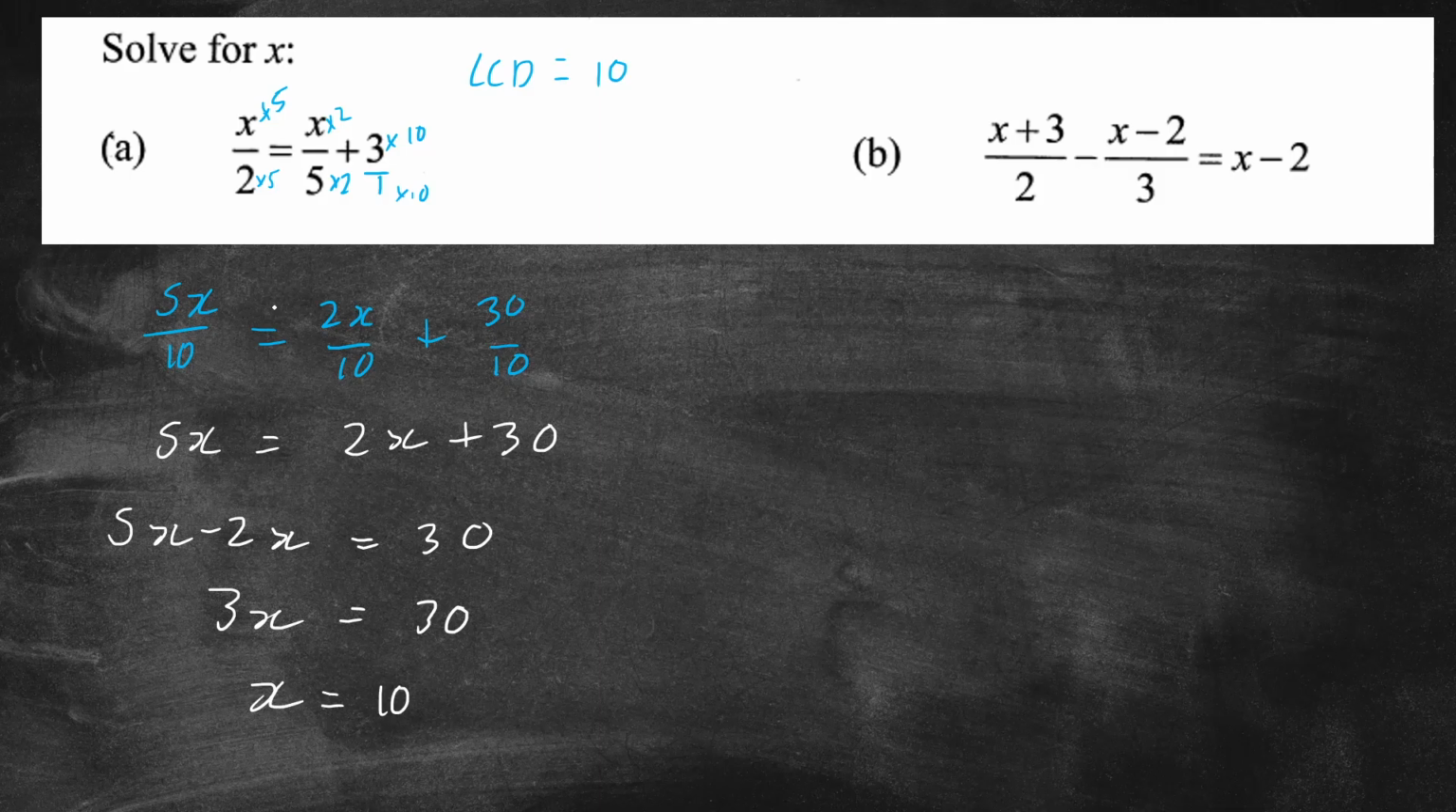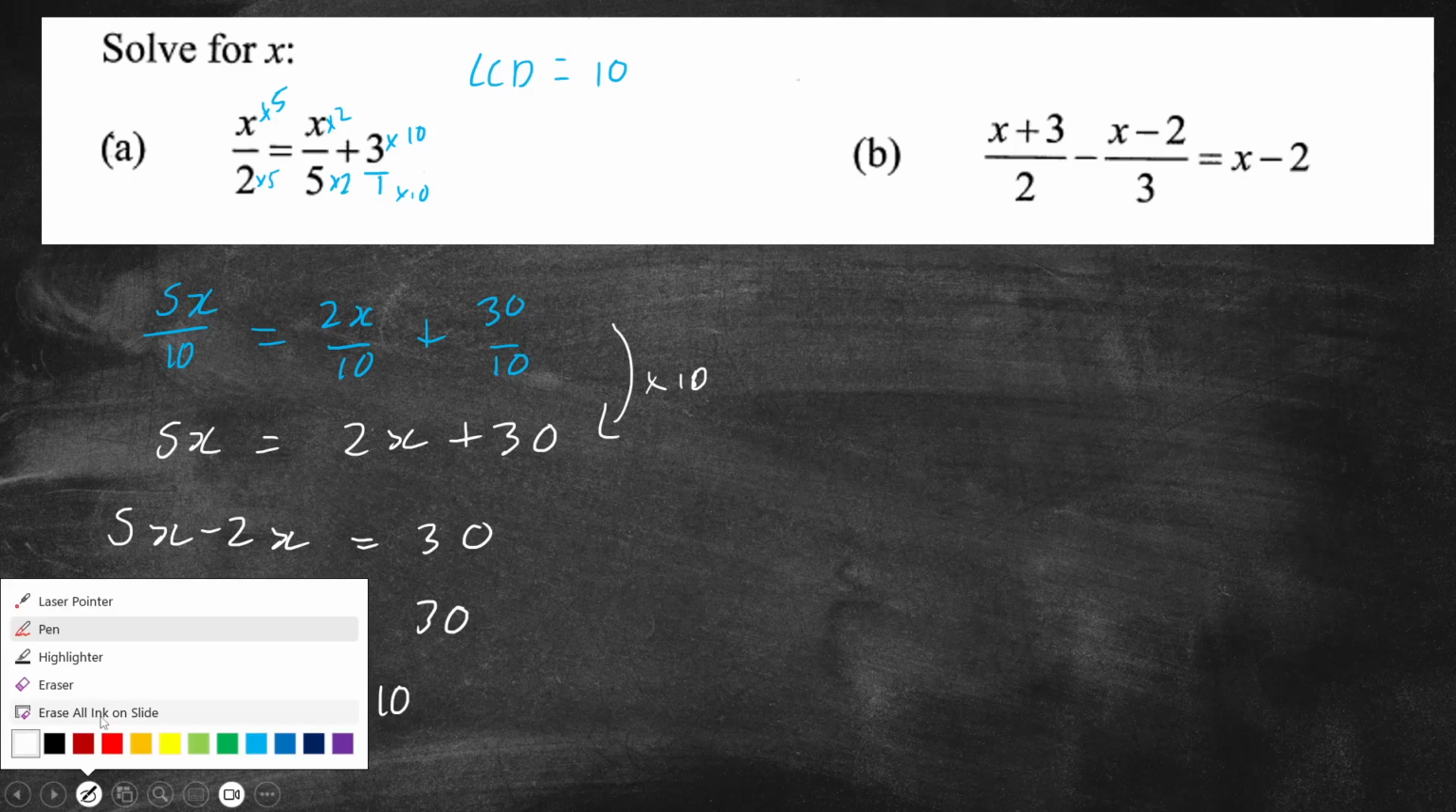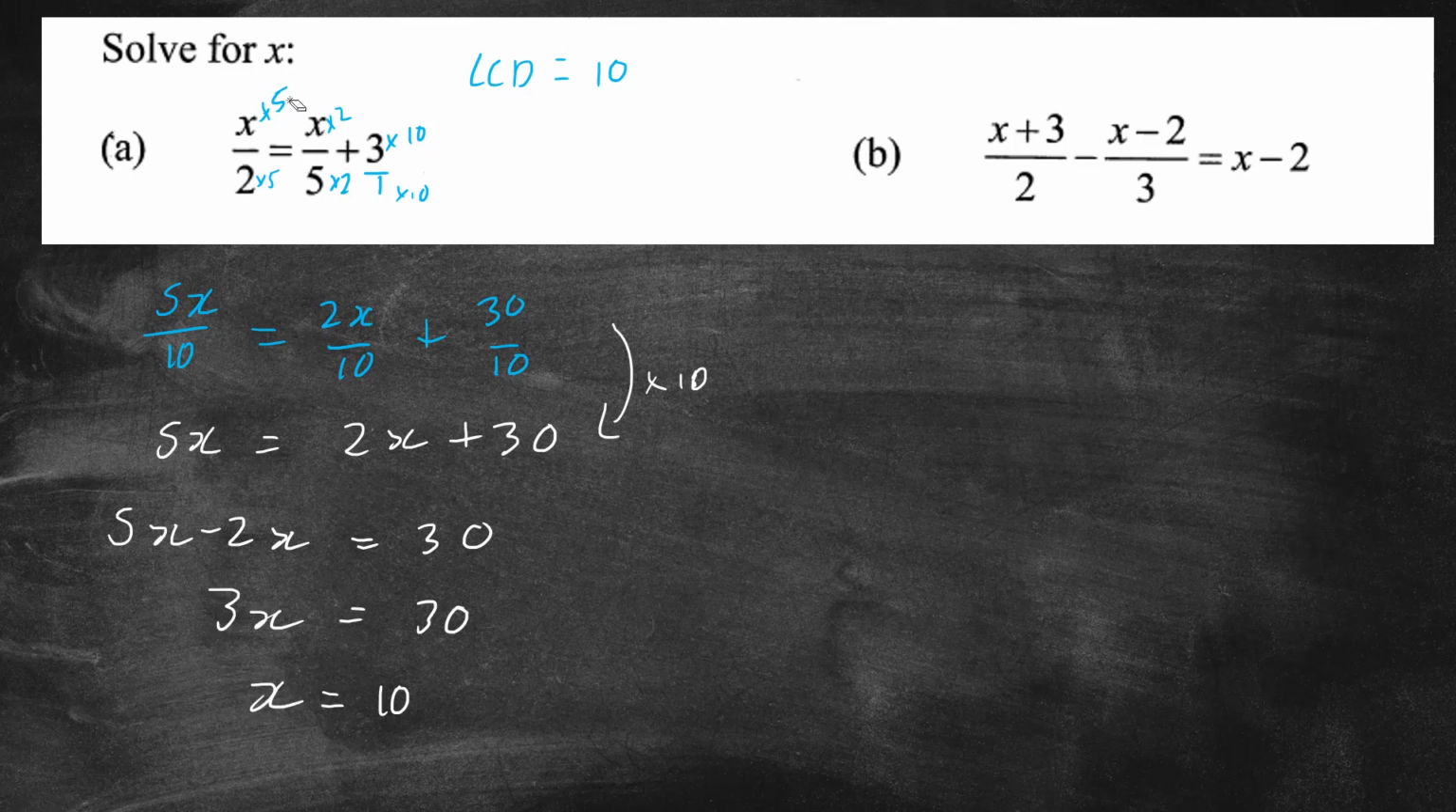Okay, so now that's one way. The other way just skips the step. From here to here, basically what we did, we multiplied each term by 10, which is the lowest common denominator. But you could just start from the beginning and take each term and multiply it by 10. So that's just a different option of how to do this.